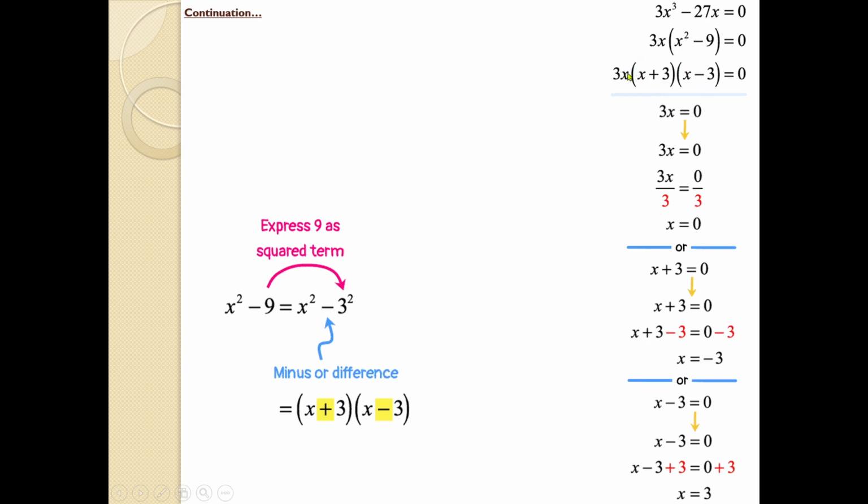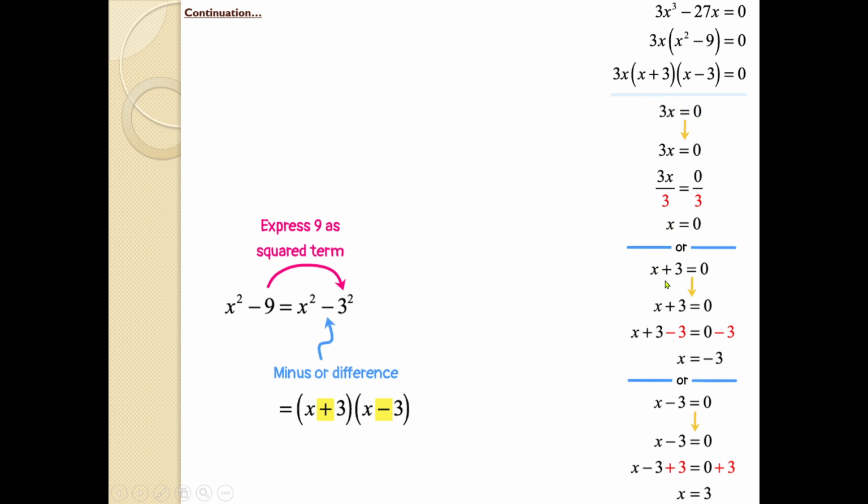First one, 3x equal to 0, x equal to 0 by 3, you will get x equal to 0. I am not explaining this one. This is the basic method that is followed by mathematical students. We are following only the simple one. So 3x equal to 0, that is x equal to 0 by 3, definitely x equal to 0.